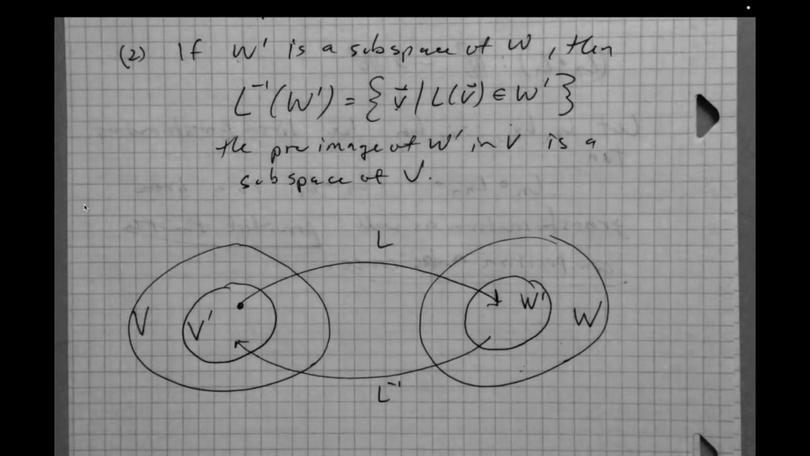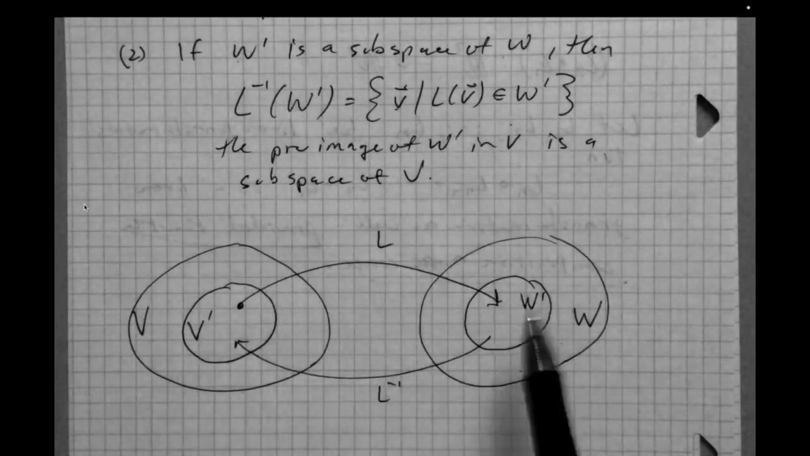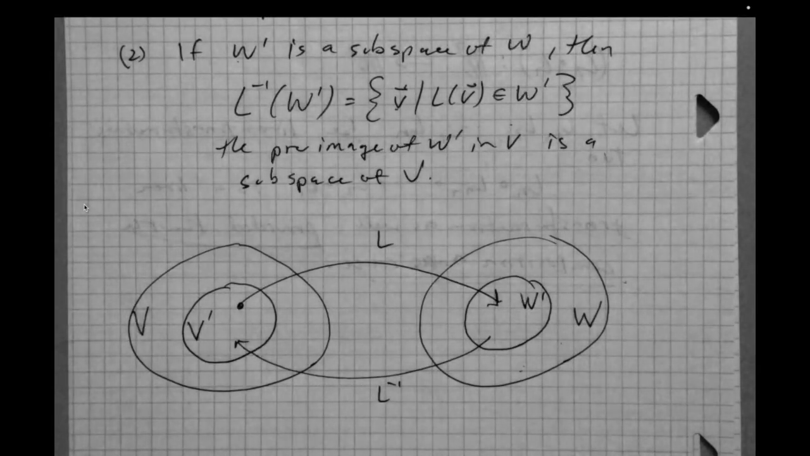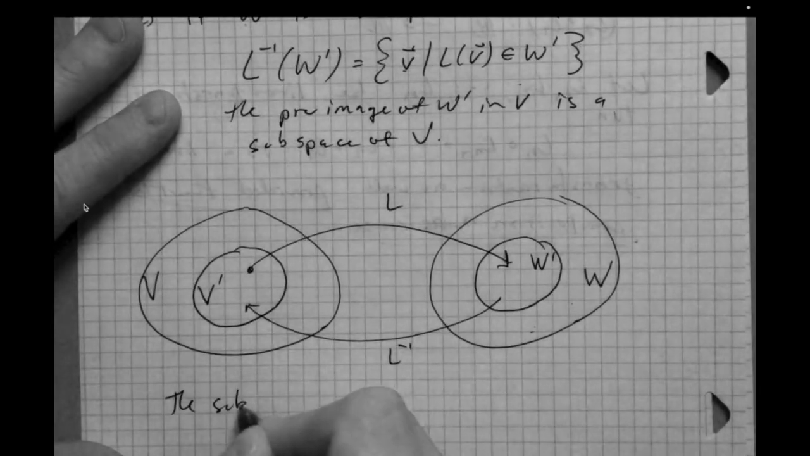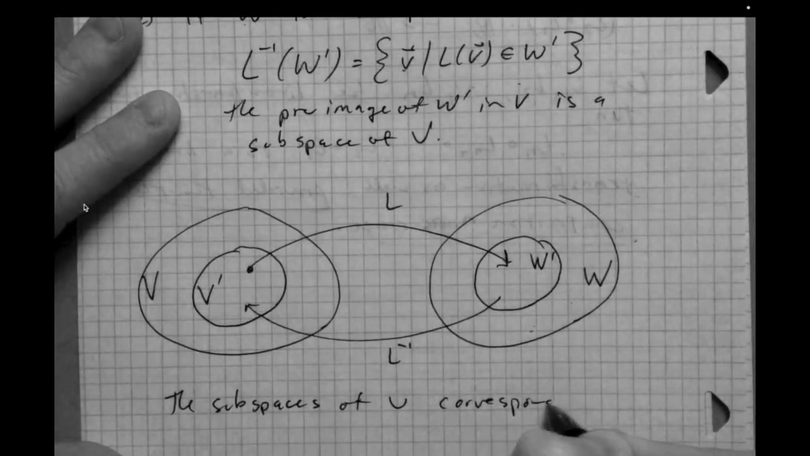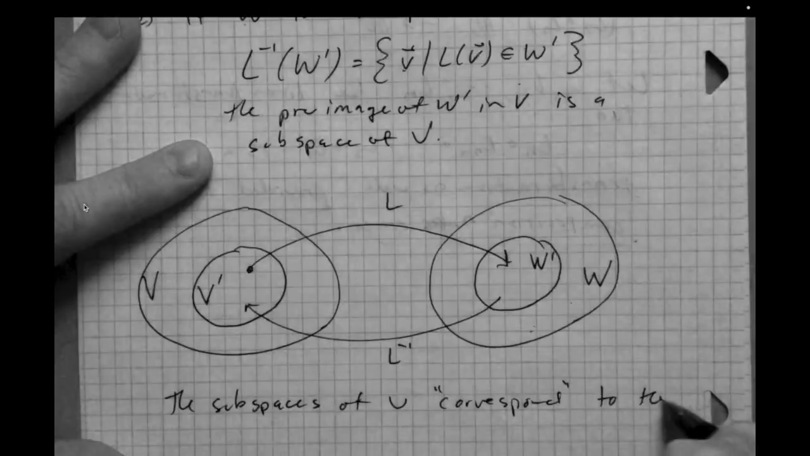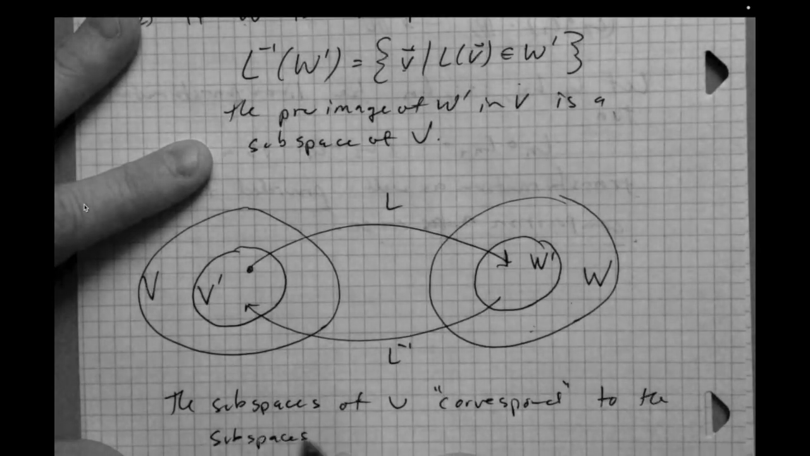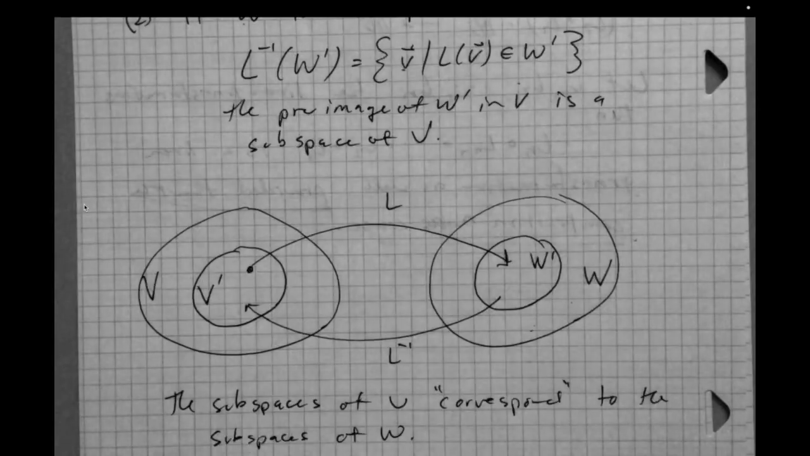So basically the idea here is that the subspaces of V correspond to the subspaces of W. And that's remarkable. It shows a tremendous amount of structure to subspaces and also to the linear transformations that operate between them.